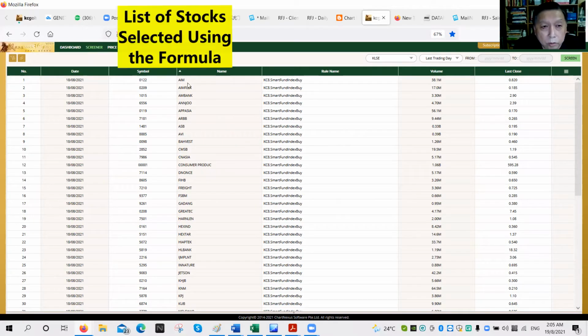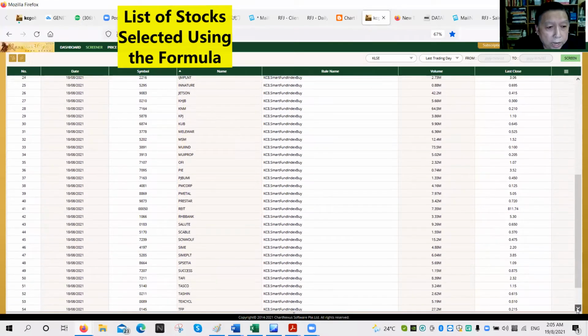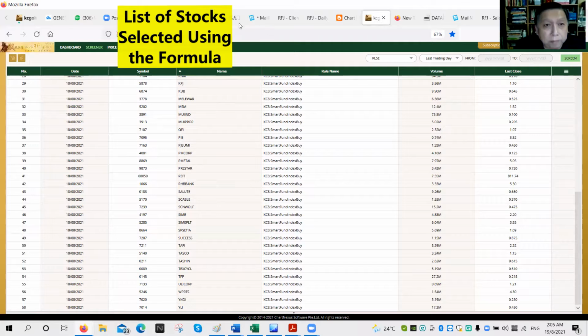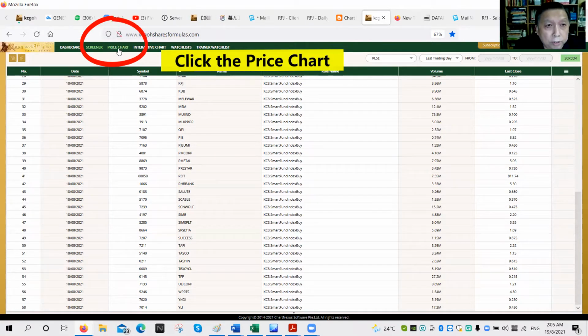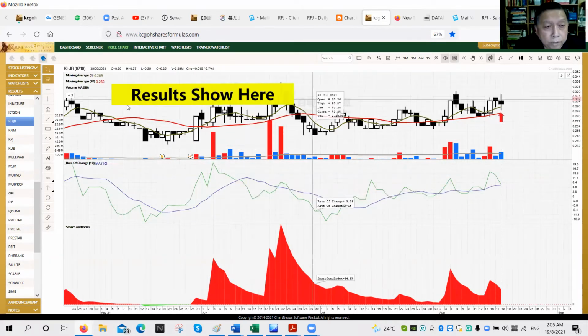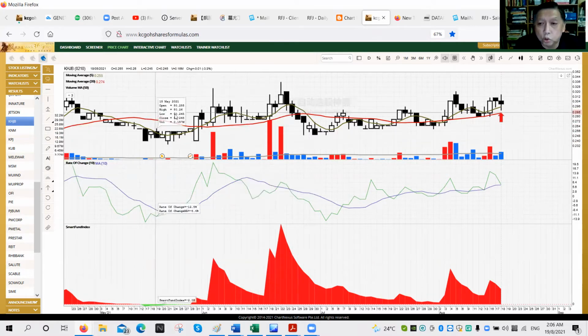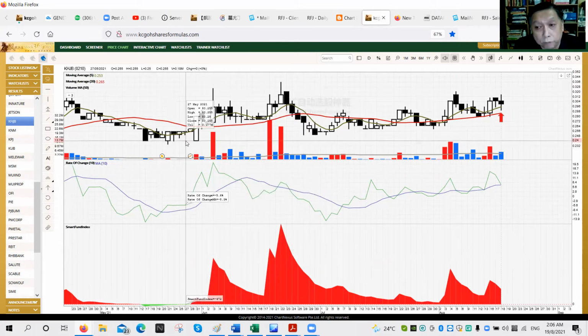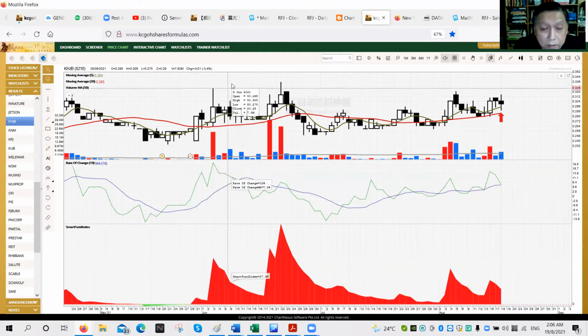These are the stocks that were selected by the formula. We have 58 of them. Then you click the price chart, so you will see the price chart. In fact, the result is on the left hand side. In the result panel, you can see the results. Let me go through with you, not all of the stocks, but some of them, just to show you how I select a stock.